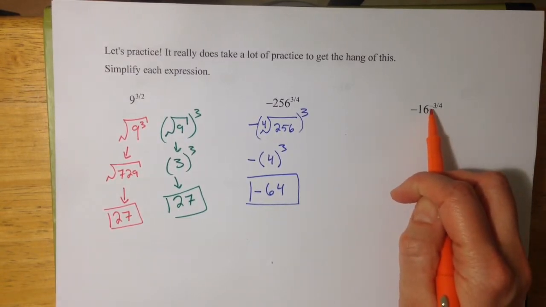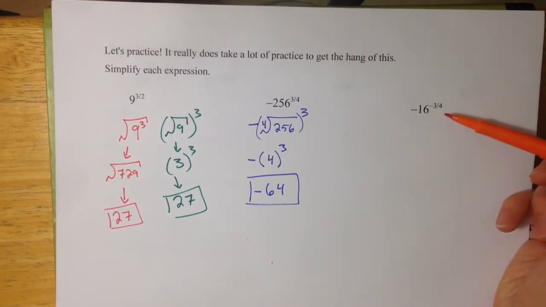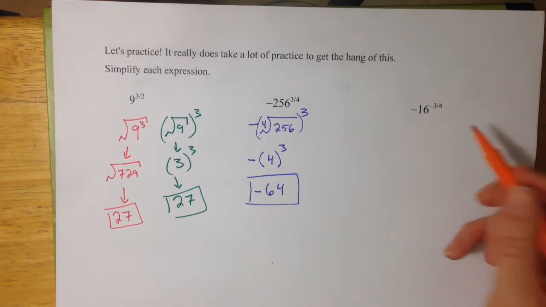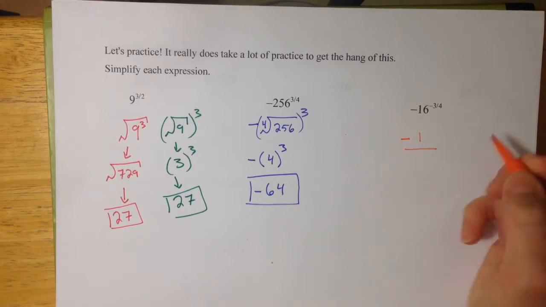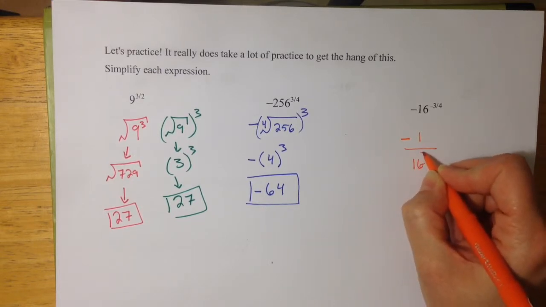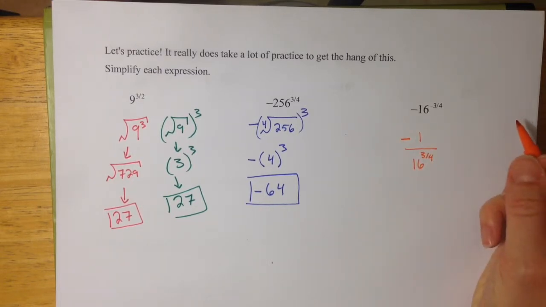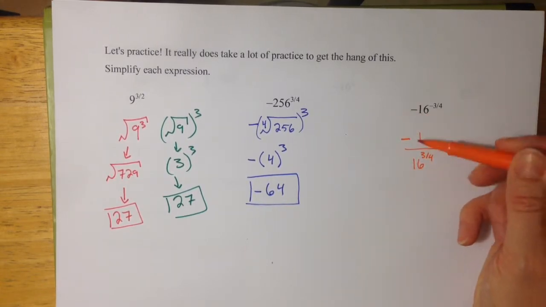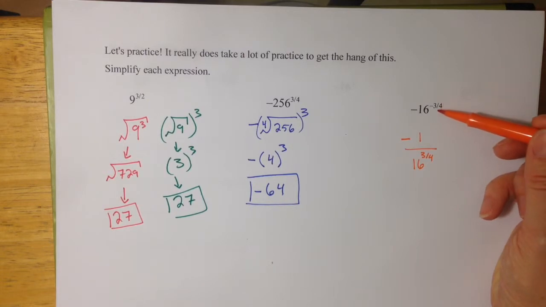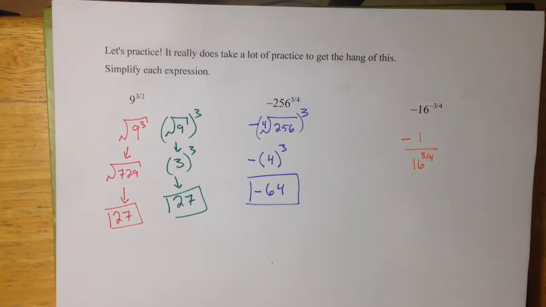That power of negative 3/4 tells me that I'm going to flip this down to the bottom of the fraction. So I'm going to make this negative 1/16 to the positive 3/4. Again, notice that the negative in front of the 16 didn't change when I moved it. Only the power on the exponent changed.